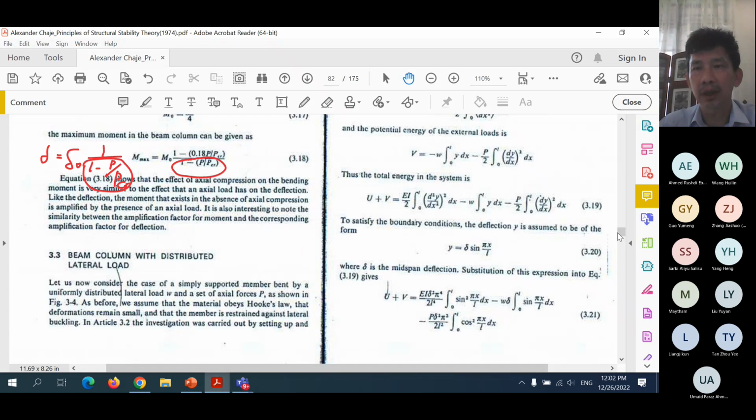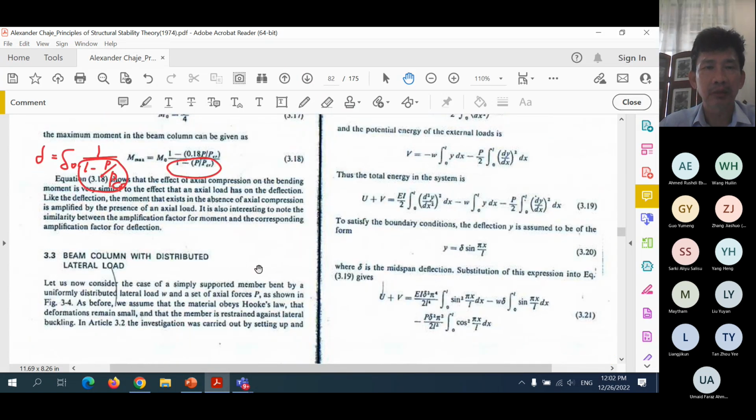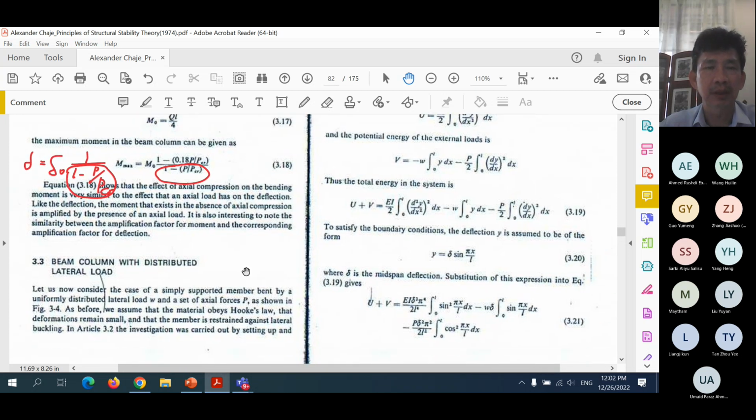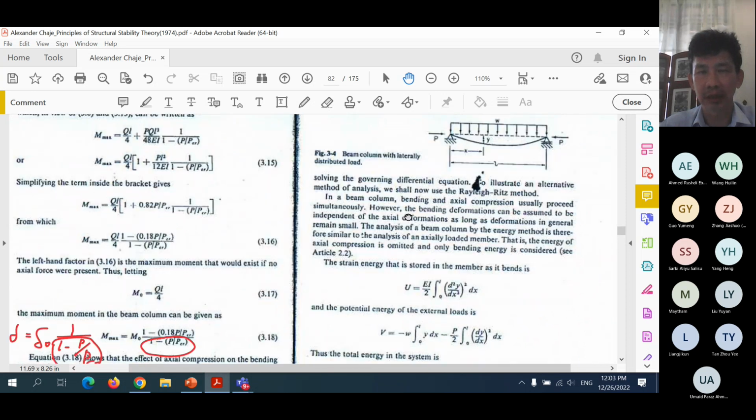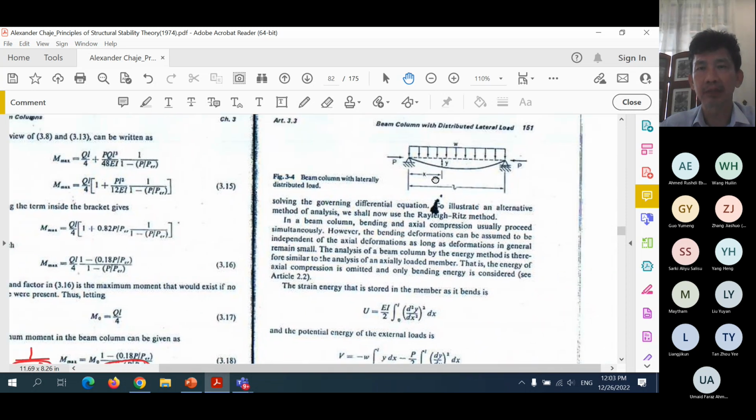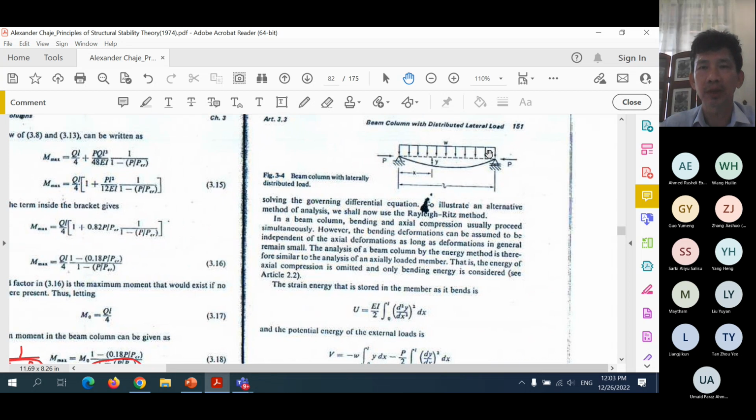In this particular case, to derive this we use the Rayleigh-Ritz method, an approximate method, for a beam column with distributed lateral load. What is the amplification factor? The Rayleigh-Ritz method is what you have learned in EAS663. This is the beam that we are going to look at, uniformly distributed with the load W, and at the same time there is an axial force P acting. This is X here and this is Y.